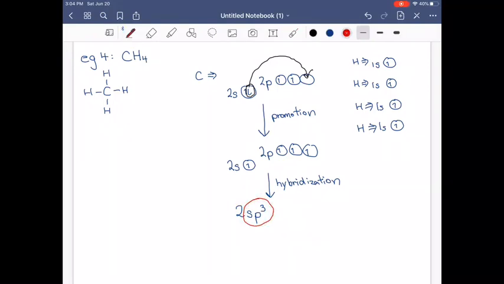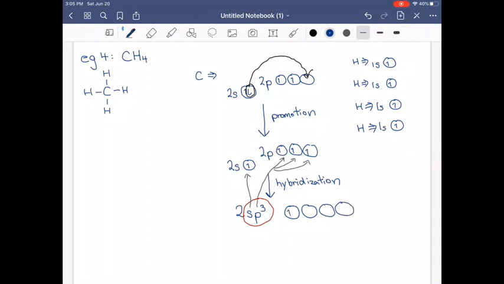Now, why sp3? Let me just show you in another color. The s came from this guy. The p3 obviously came from these 3 guys. Together, sp3. This is an sp3 orbital, and this sp3 orbital has 4 suborbitals. Each suborbital has 1 electron.